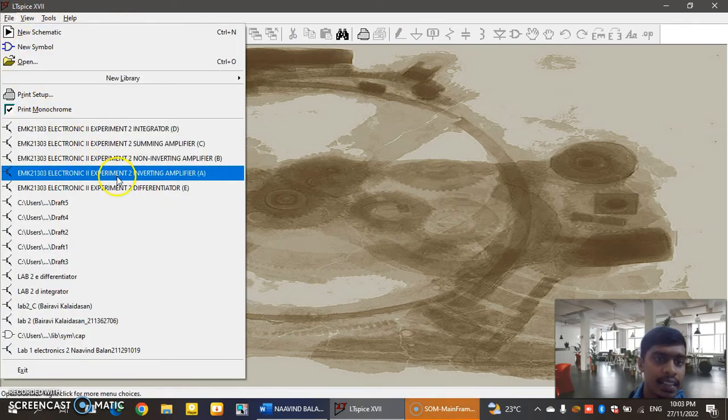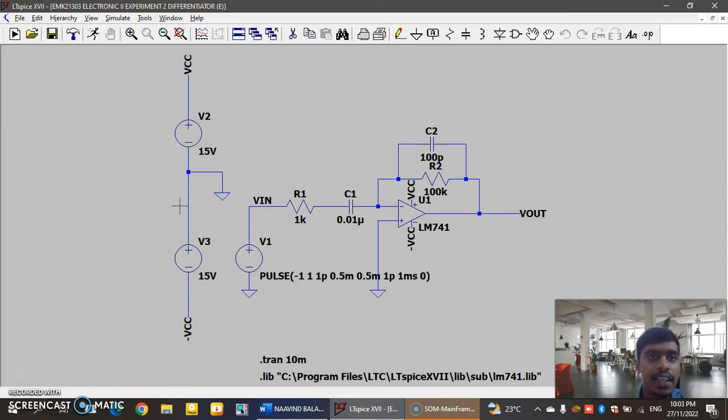And the final circuit is the differentiator. For the differentiator, the capacitor will be near the V in, so that we will know it is a differentiator. To find the differentiator circuit, the capacitance will be in the front, and it will be on the top also, but RF will be here, and the capacitance will be in front of the RF.